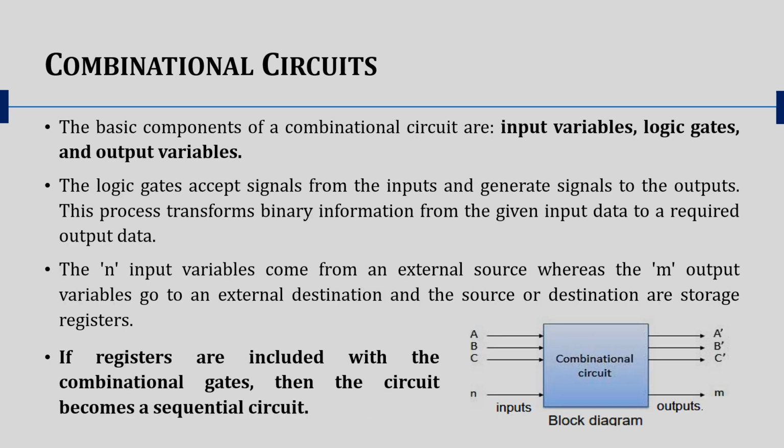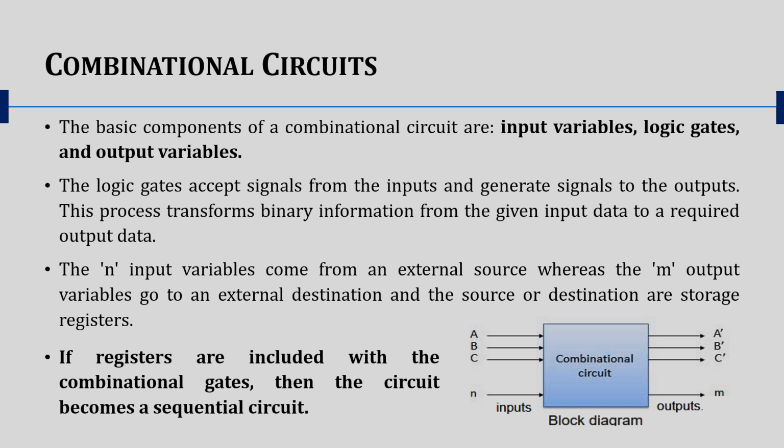The basic components of a combinational circuit are input variables, logic gates, and output variables. The logic gates accept signals from the input lines and generate signals through the output lines. This process transforms the binary information from the given input data to the required output data. The n input variables come from an external source, whereas the m output variables go to an external destination. And here the source or the destination are storage registers.